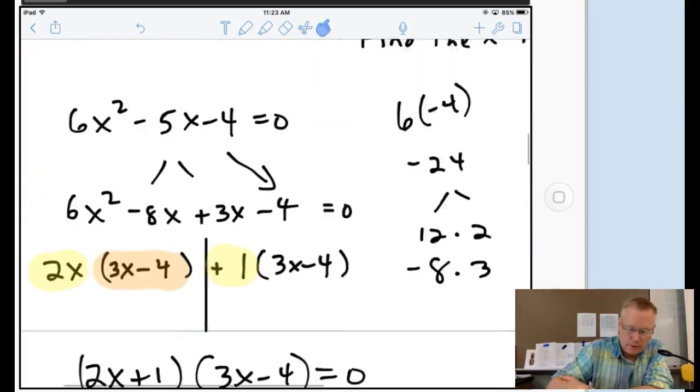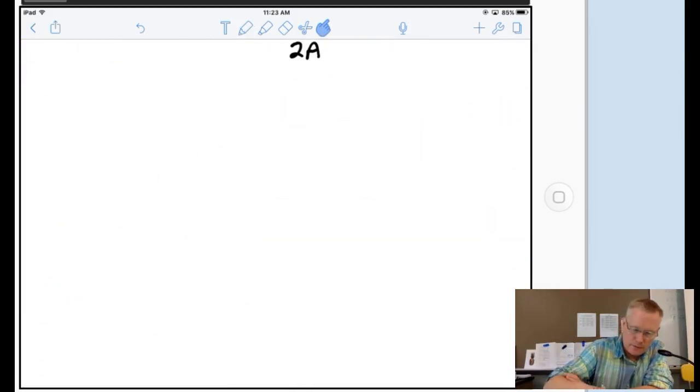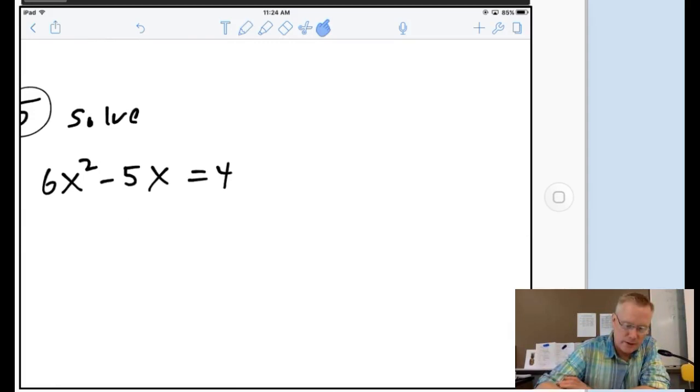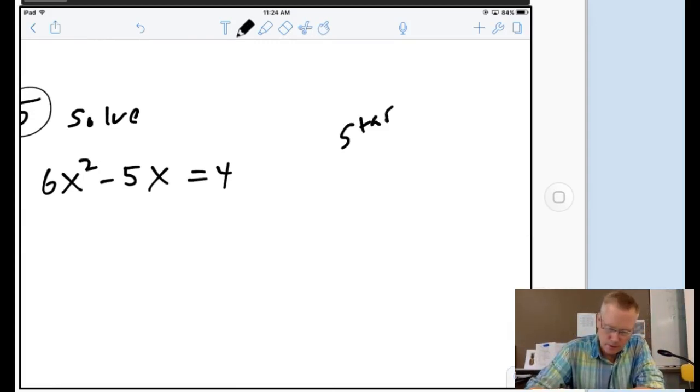Okay, so let's see, what number am I on here? I'm on number 5. The question, this one's going to say solve, and I got 6x squared minus 5x equals 4. Okay, so the first thing I'm going to do here is I need to bring everything to one side of the equal sign. Start by bringing everything to one side of the equal sign.